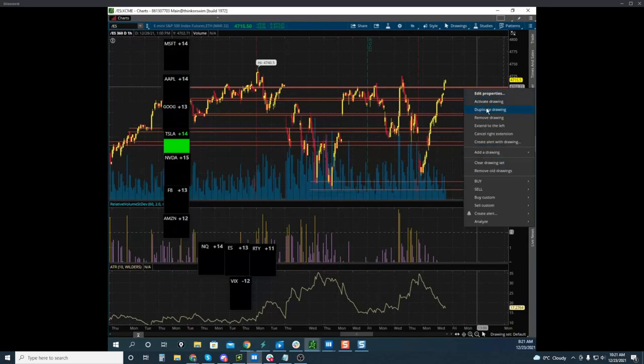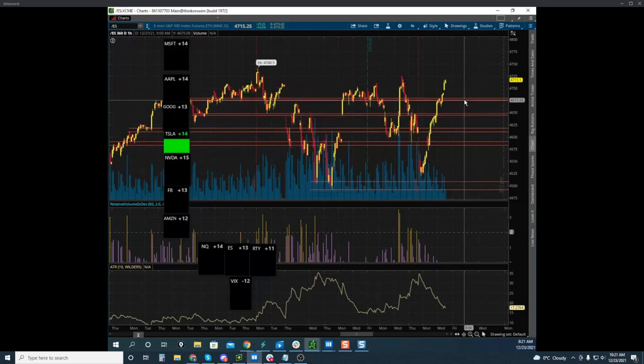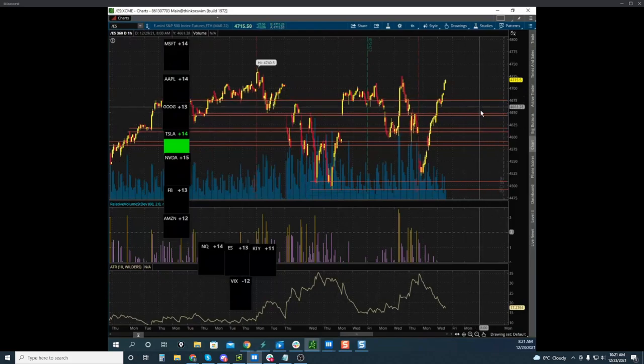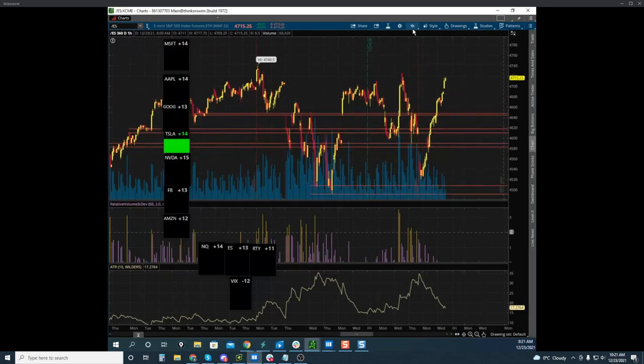Get rid of this stuff. I need to update my zones here. These are not relevant anymore. So any questions, Bruce, while I draw this zone? Let me take a look here. You can see it back here. This is important too.